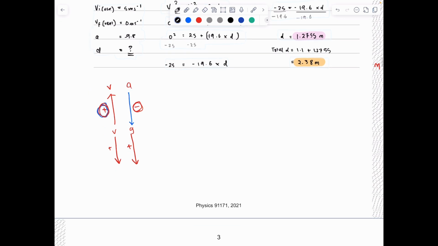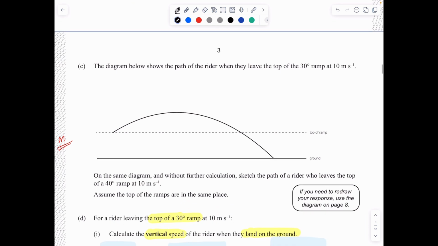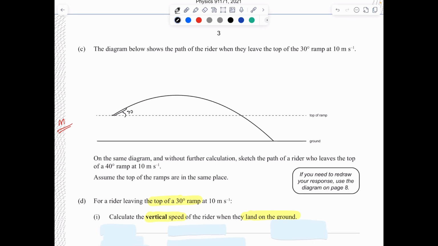Moving on to the next question. The diagram below shows a path of the rider when they leave the top of the ramp at 30 degrees, okay? 40 degrees is what we want to find. So on the same diagram, without further calculation, sketch the path of the rider who leaves the top of the ramp at 40 degrees. So 40 degrees is going to be steeper.